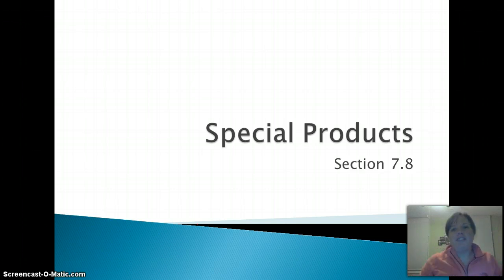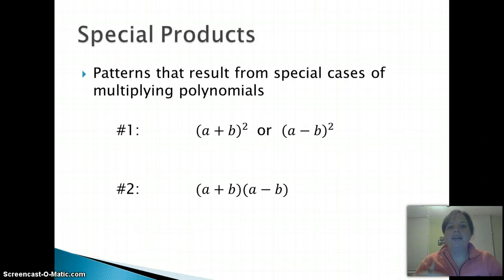Anyway, we're here to talk about special products, just an extension of what we've been talking about with FOIL. When we talk about special products, what we really mean is patterns that result from these special cases of multiplying polynomials. It's not that these are problems you couldn't have done previously. It's just the idea that you're looking for patterns instead of going through the whole foiling process.